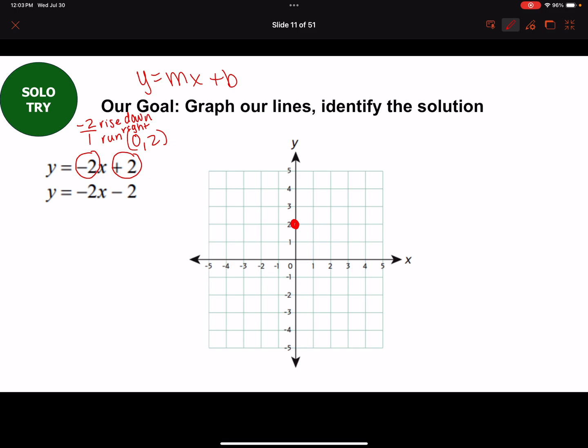So from my y-intercept, I'm going to go down 1, 2, right 1. And I'm going to keep repeating that pattern. Now I've kind of run out of space in this direction, so I can reverse it the other way. If I go up 2, then I have to go left 1. So I can continue my line. So this is y equals -2x plus 2.